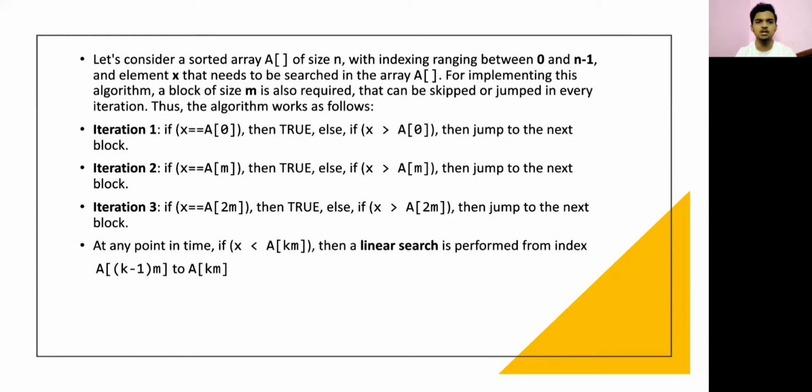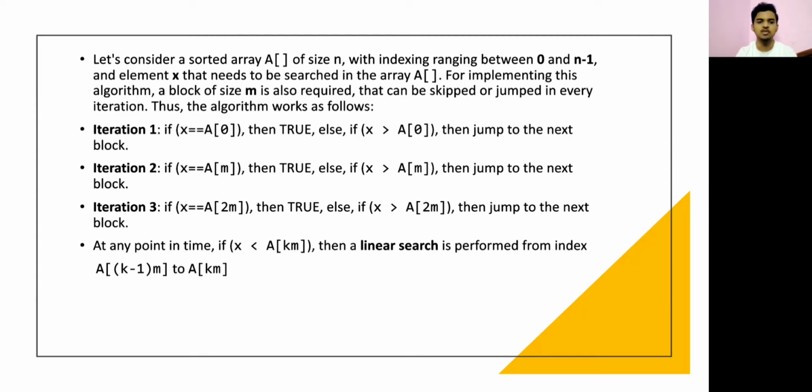Now let us consider a sorted array A of size n with indexing ranging from 0 to n minus 1, and the element x that needs to be searched in the array A. For implementing this algorithm, a block size of m is also required that can be skipped or jumped in every iteration. Thus, the algorithm works as follows.